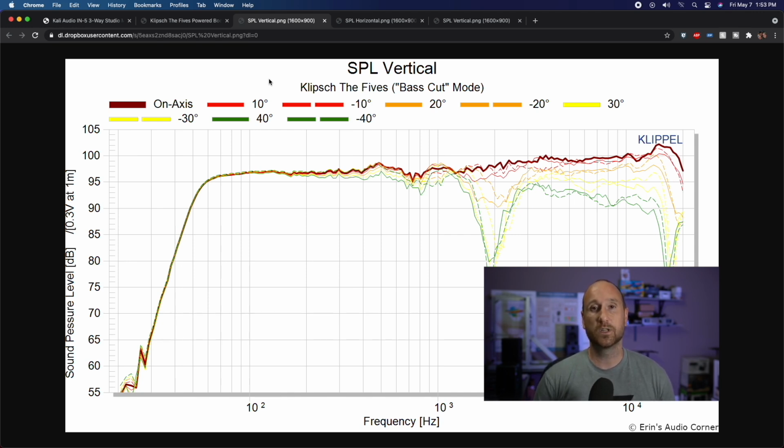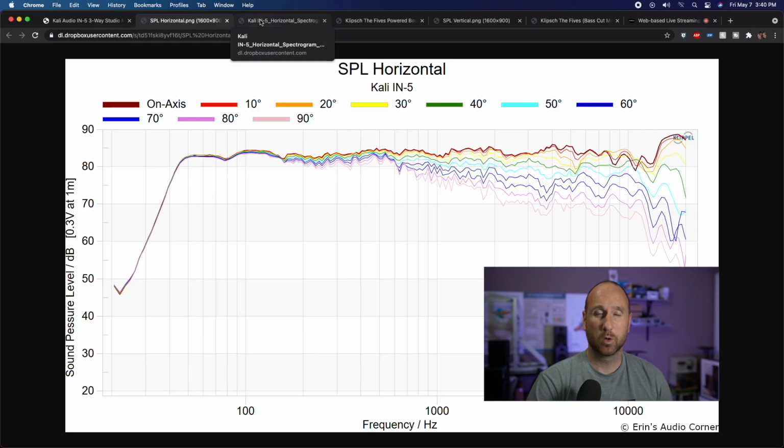And the first way we're going to go about it is what most people consider kind of the standard. And then we're going to follow up with a special way that I've come up with to look at this data that I feel is more intuitive. For the next set of data, what we're going to start with is the Kali IN5's horizontal response. So we're going to switch over to the different method of viewing this same data.